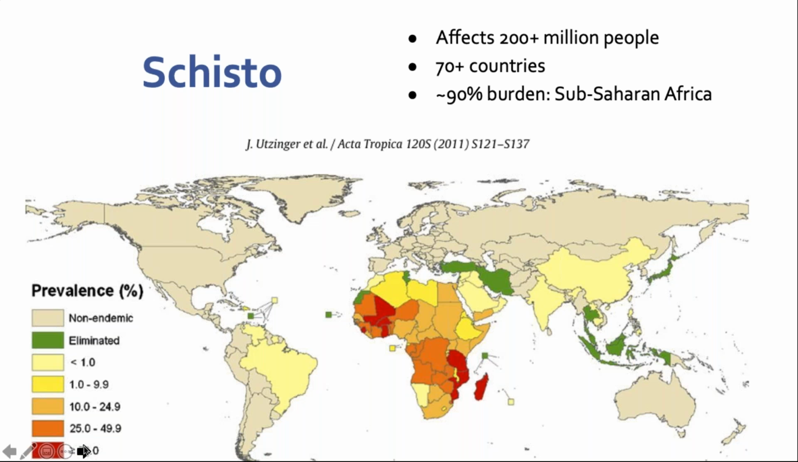Schisto affects over 200 million people in over 70 countries. But as this map shows, the vast burden of schisto is in sub-Saharan Africa, and that is where all 9 of these studies were conducted.